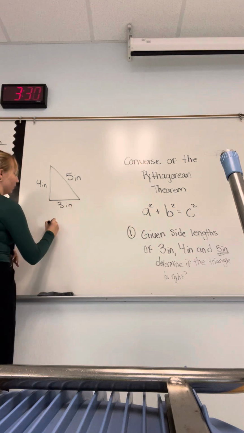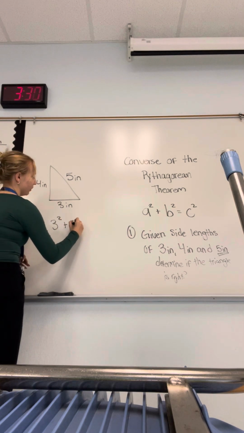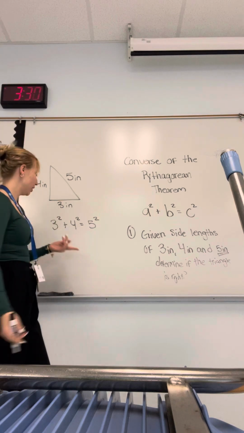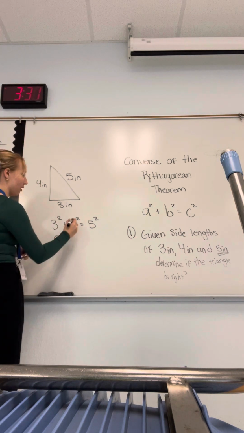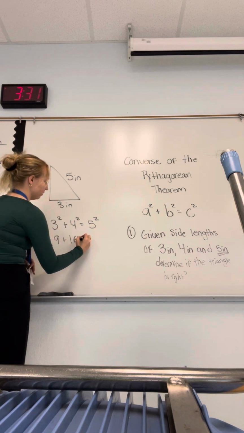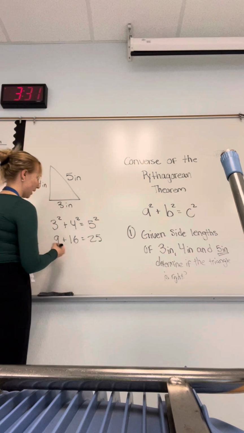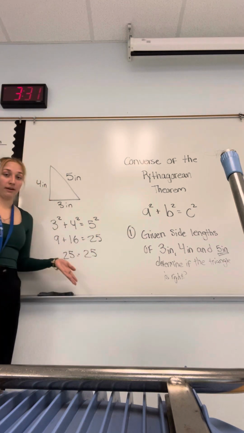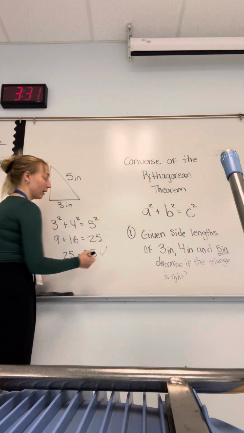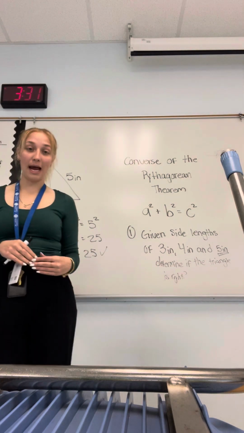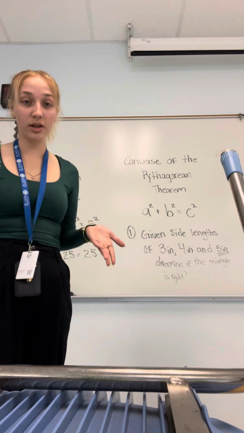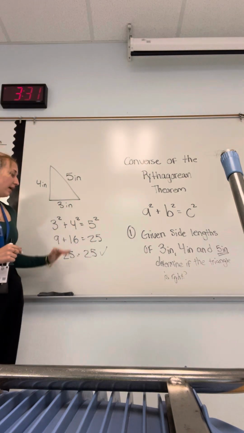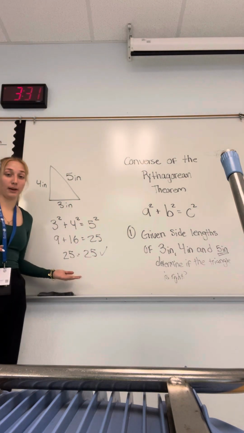And we're going to plug into the Pythagorean theorem accordingly. So 3 squared plus 4 squared equals 5 squared. And we're going to evaluate. So 3 squared is 9, 4 squared is 16, and 5 squared is 25. 9 plus 16 is 25. Does 25 equal 25? So yes, 25 does equal 25, so it equals out. So that means that we are dealing with a right triangle because when we plug it into Pythagorean theorem, it equals out.